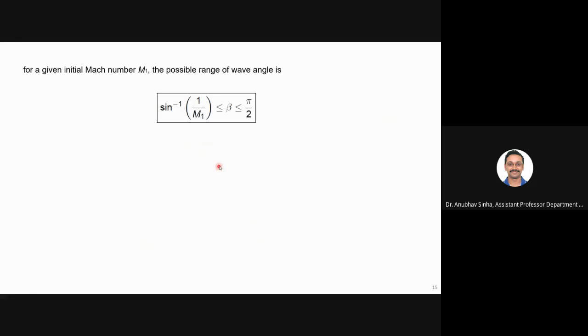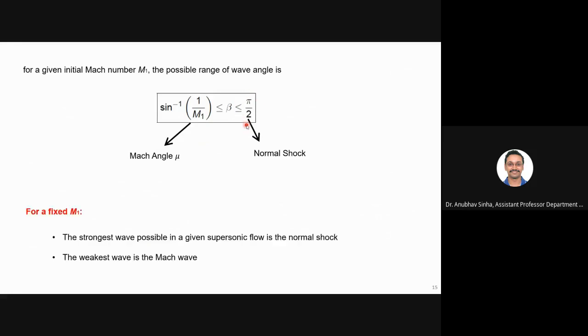Okay, so these are the limiting values. Beta could vary between sine inverse of 1 by M1 and pi by 2. The minimum value basically gives you the Mach angle, or mu, and the maximum angle is when it becomes normal. This is 90 degrees, so it becomes a normal shock. That's what we discussed in the last slide also, that the strongest wave possible will be for the highest beta, which will be a normal shock, and the weakest will be the Mach wave, which is for the smallest angle. Basically, I'm just summarizing what we have written in text in the last slide.